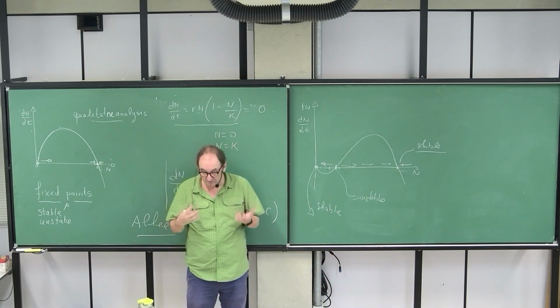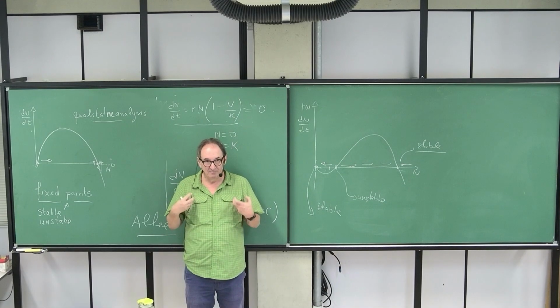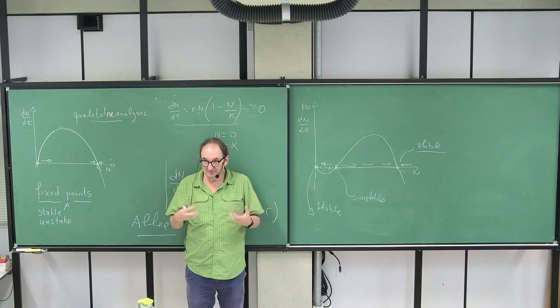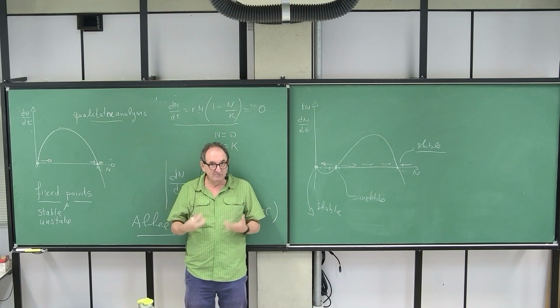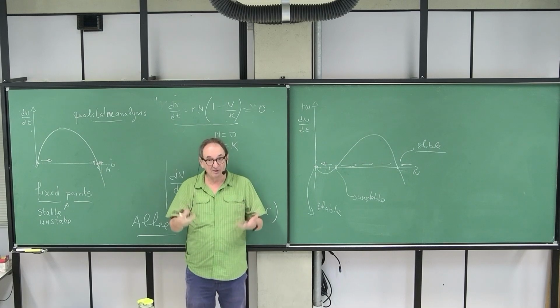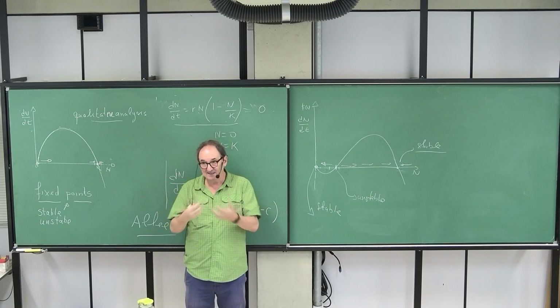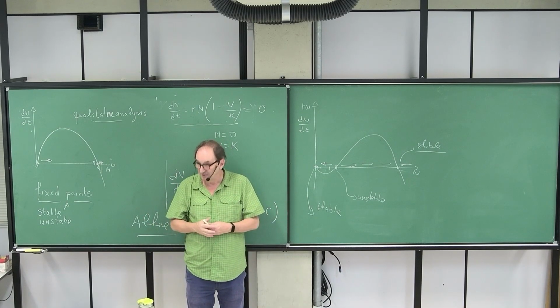Sometimes you look at your system and say, this system will go to a fixed point, but it's only relevant if the fixed point is stable. If it's unstable, it's just non-observable.